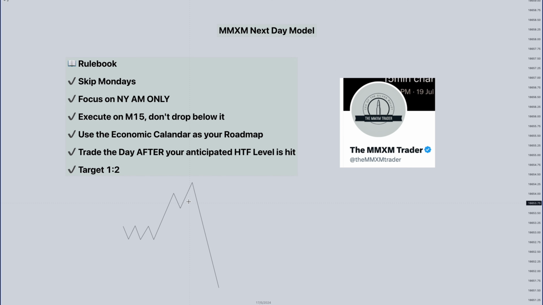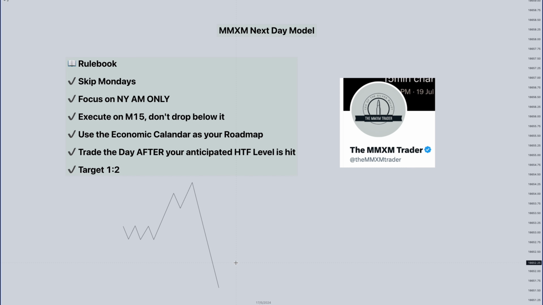And just like on the weekly candle, the daily candle works the same. Asia accumulation, London manipulation, New York distribution. So you want to focus on New York AM only because that will give you the distribution leg of the daily candle. Important rule, only execute on the 15-minute and you cannot drop below it.